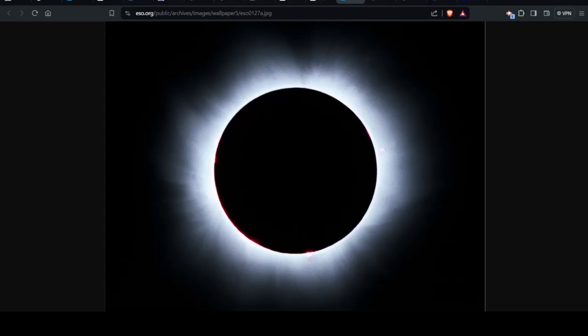Now, we do have lunar eclipses quite often. That's not unusual. It's still cool, but they're not as rare. And eclipses often happen in cycles. It's called a Saros cycle. So roughly every 18 years, you'll have an eclipse cycle.